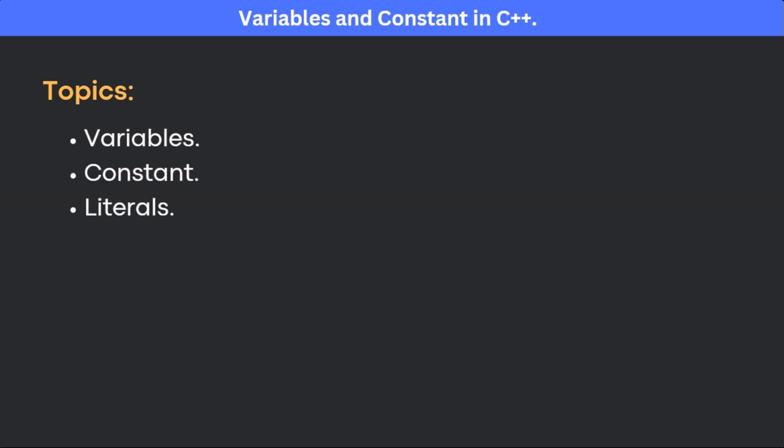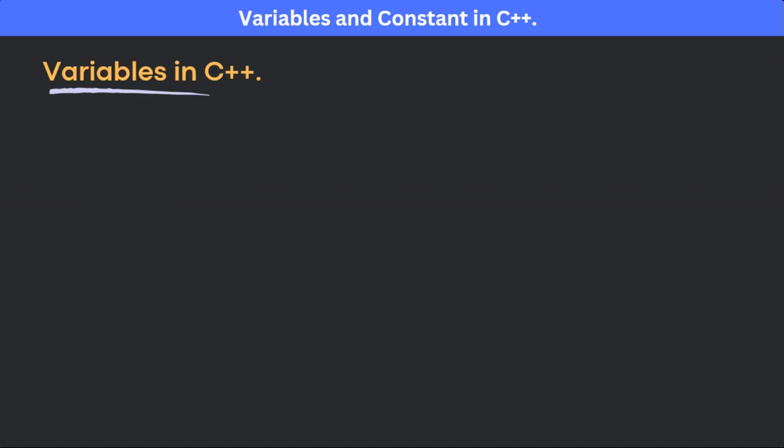So in this video, we are going to discuss three important topics of C++, that is variable, constant and literals. In this video, I'm going to discuss the first two topics, that is variable and constant. And in our next video, I'm going to discuss literals in detail. So let's start with the topic.